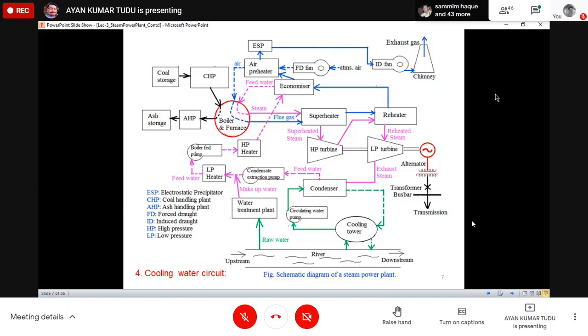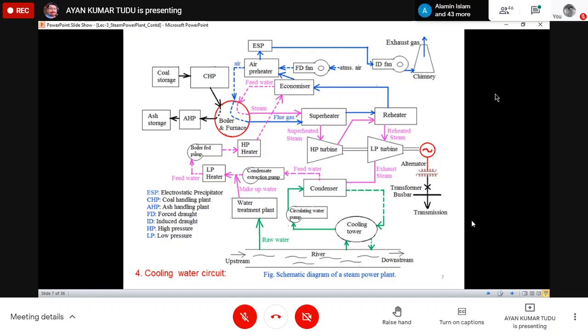I have told a few answers that why we are using this makeup water. Anybody? Some volume of water may be lost due to reheating and in those turbines. Correct, that is one point. Second point is a very common one: the leakage problem. There may be leakage, and because of that also some water may be lost.